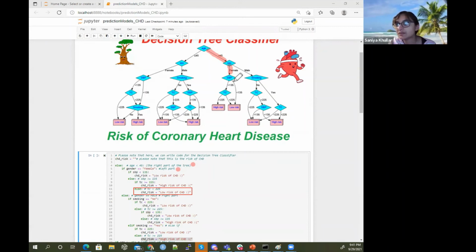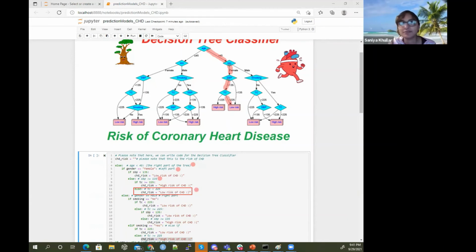It's less than 135. Oh, actually, I mean, it's greater than or equal to 135. Sorry, greater than or equal to 135. And then your total cholesterol is less than 225. So you are at a low risk.